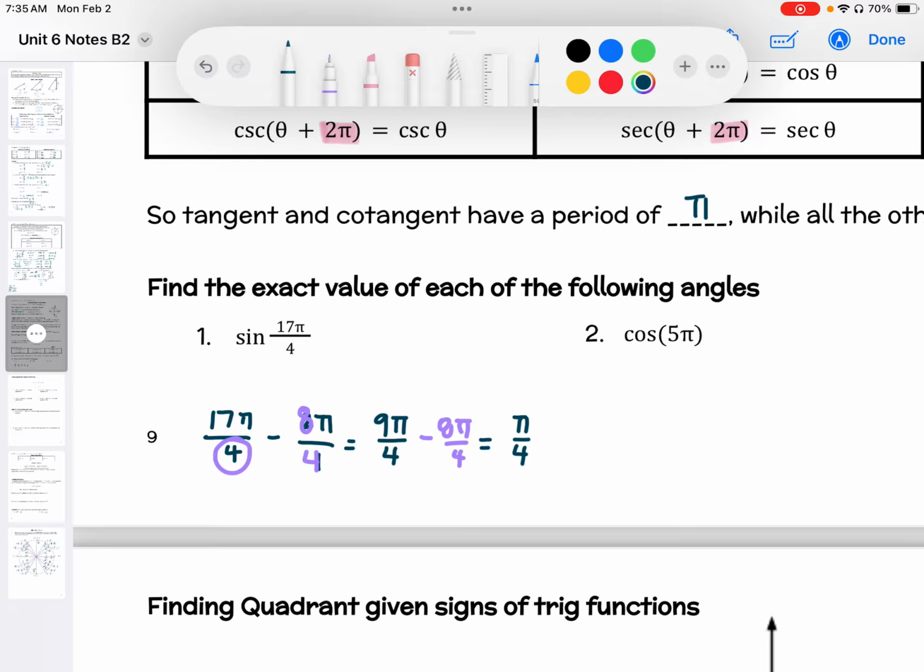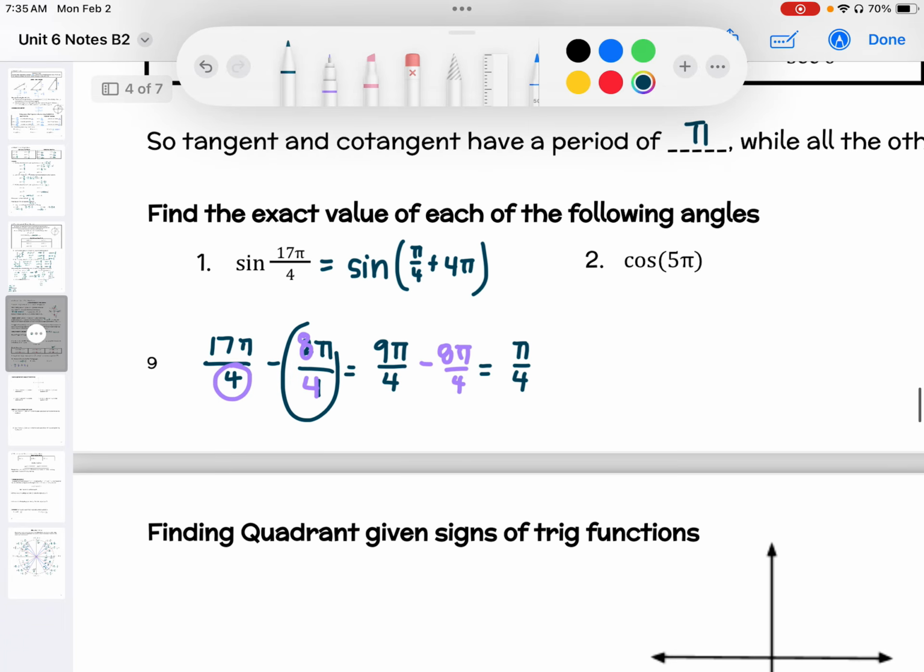So now instead of needing to know what 17 pi over 4 is, I can just figure out what is sine of pi over 4. And we can say it's plus 4 pi in this situation because we subtracted 4 pi. So then I just have to think about what is the y value of the radian angle pi over 4, which would be root 2 over 2.